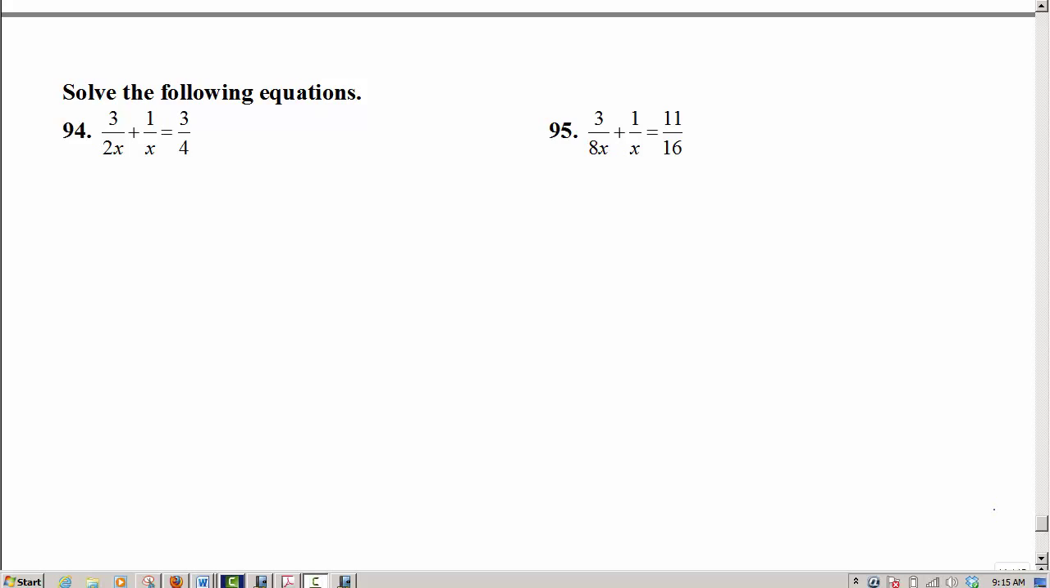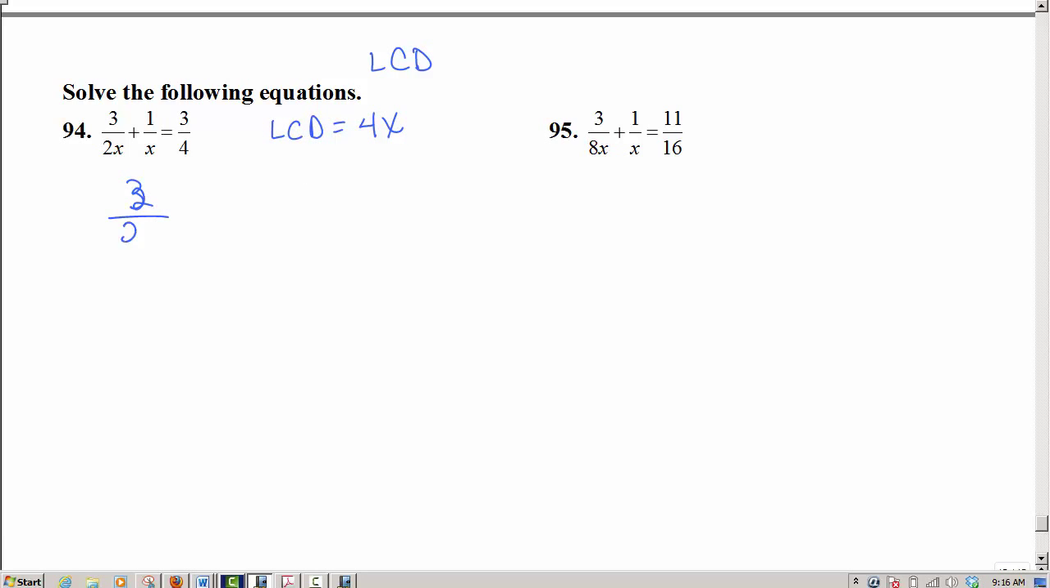On these last two, we're asked to solve equations. Notice we have fractions, we also have variables in the denominator. So I'm going to find the least common denominator and multiply through by that to get rid of my fractions. So here my LCD is going to be 4x.